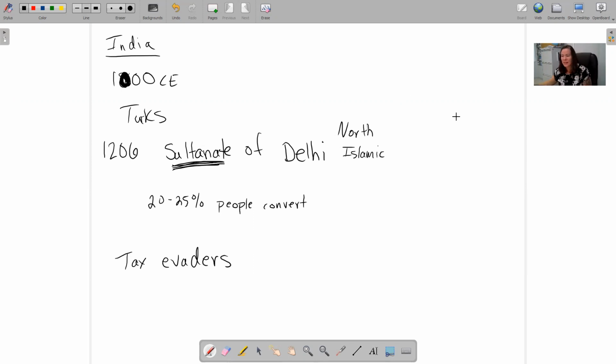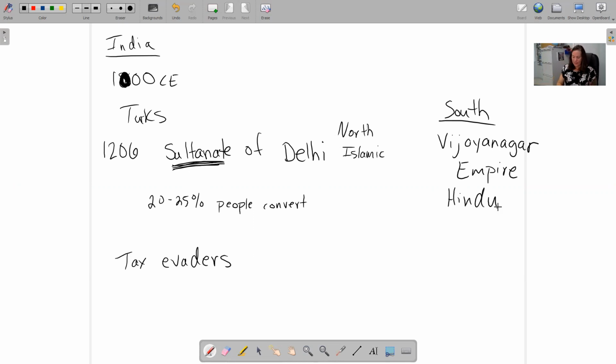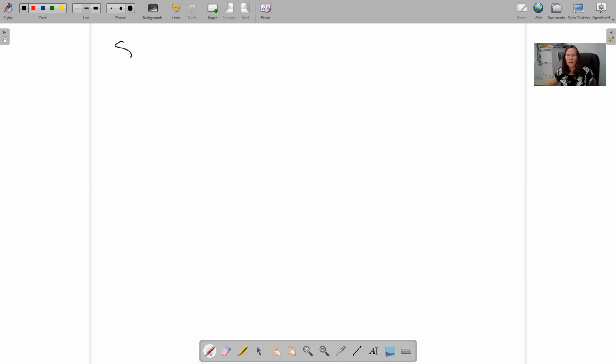Okay. In the South was the Vijayanagar Empire. And it was Hindu-led. And now we move on to Spain. Spain was the far west of the Islamic Empire.